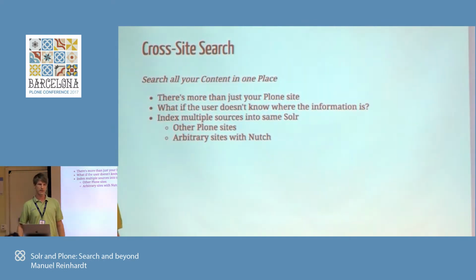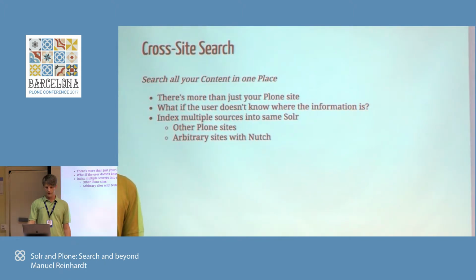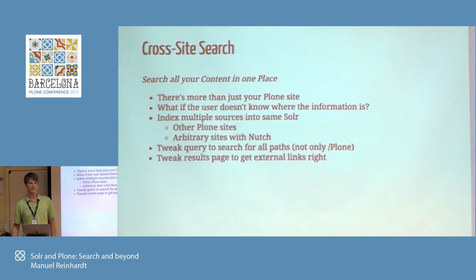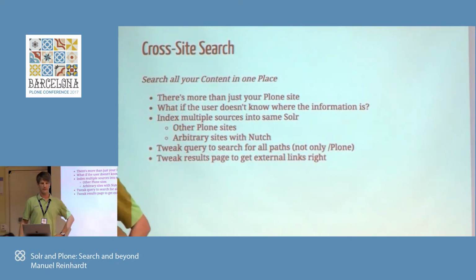You can index other Plone sites with the approaches that I've mentioned, collective Solr, for example. You can even crawl arbitrary sites with Nutch, which is another tool from Apache, which works really well with Solr. With just a bit of configuration, you can point it at some other website and it crawls it and indexes everything into your Solr. And what you do then to make everything available to be searched from your Plone search is two tweaks. You tweak the query so that you search for all the paths and not just /Plone or whatever your Plone site is called, but for everything that Solr basically has to offer.